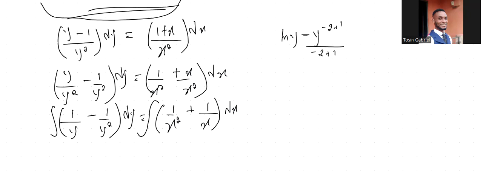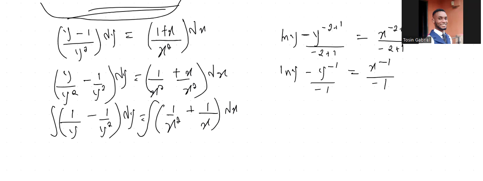Then the integration of 1 over x squared is x raised to the power of minus 2 plus 1, also divided by minus 2 plus 1. Then plus the integration of 1 over x, which is ln x, plus c. Then you have ln y minus y raised to the power of minus 1 over minus 1, right? Which is equal to x raised to the power of minus 1 over minus 1 plus ln x plus c. Then you can readjust.